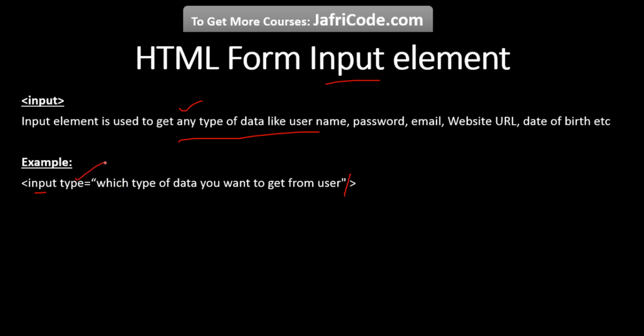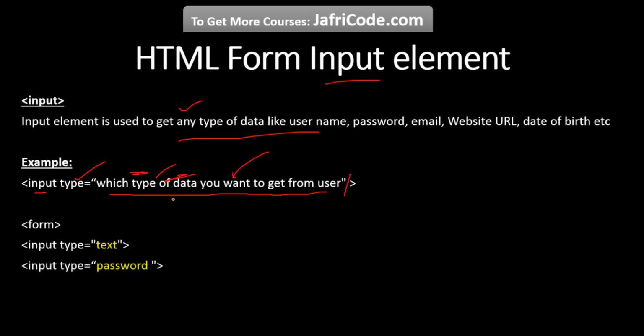Type is the important attribute of the input element. Here you have to mention which type of data you want to get from the user. If you want to get text content, you mention text. If you want to get email, you write email. If you want to get date of birth, you mention date. If you want to get a password from the user, you mention password. So these are different types of data you can mention here.